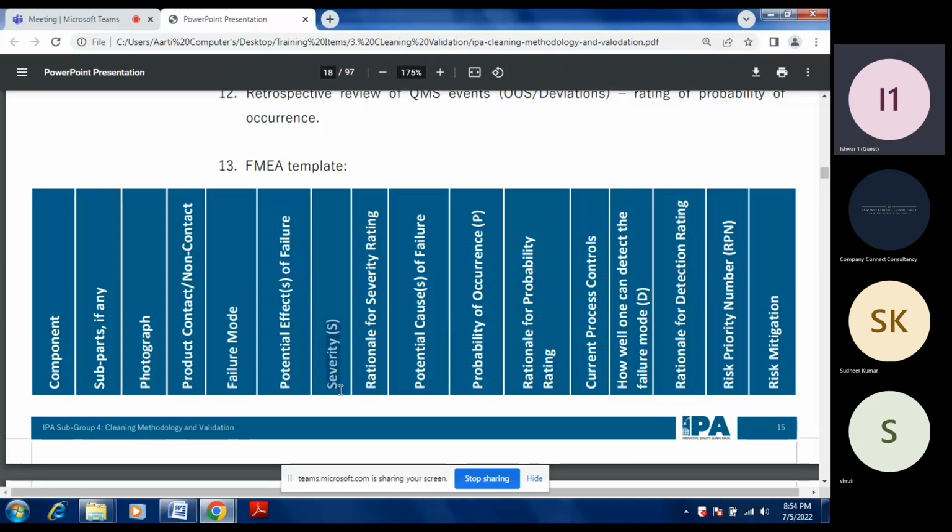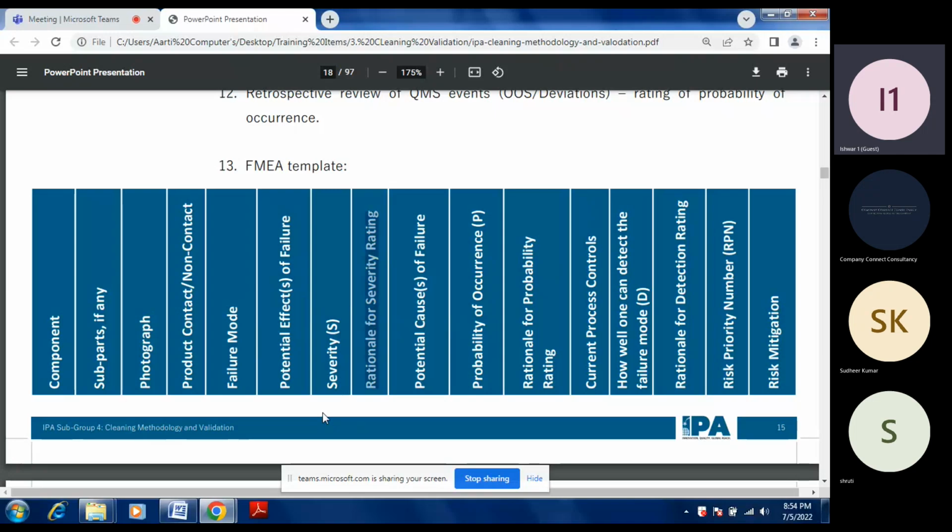Severity: how much possibility of particular actions, and which particular parts may be applicable for that. So we have to include that part in the failure mode effects analysis, along with the rationales for the severity rating. We will give numbers for severity. Suppose we have the rating of 1, 2, 3, 4, 5.